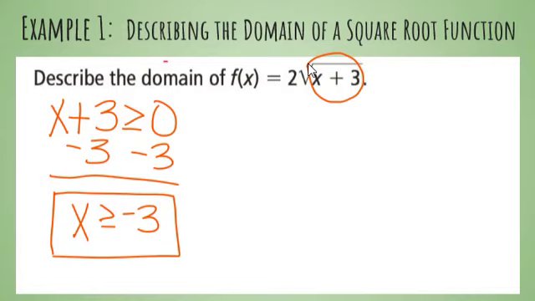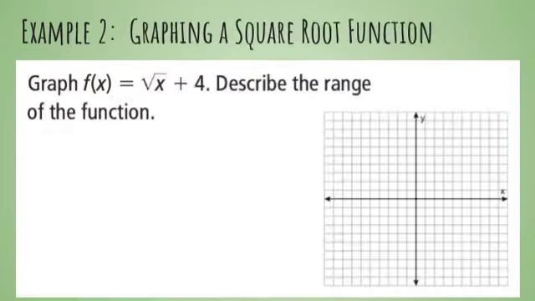And if you check it by plugging in -3, we would get 0 in here, which is the smallest number we can get. We can't have a negative in here, but we can have any other positive number.